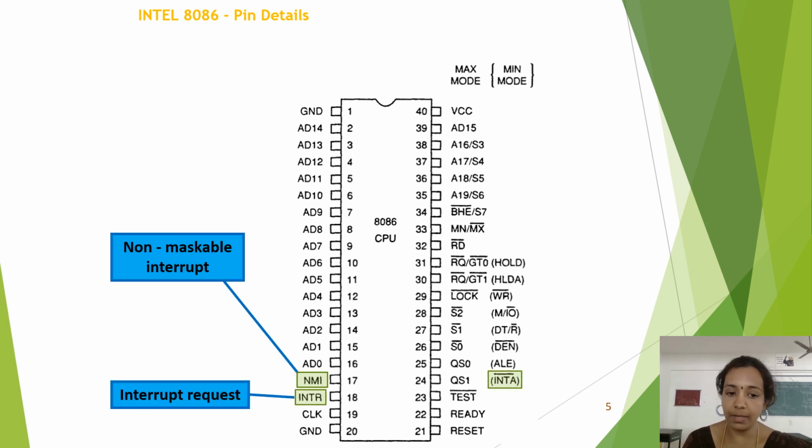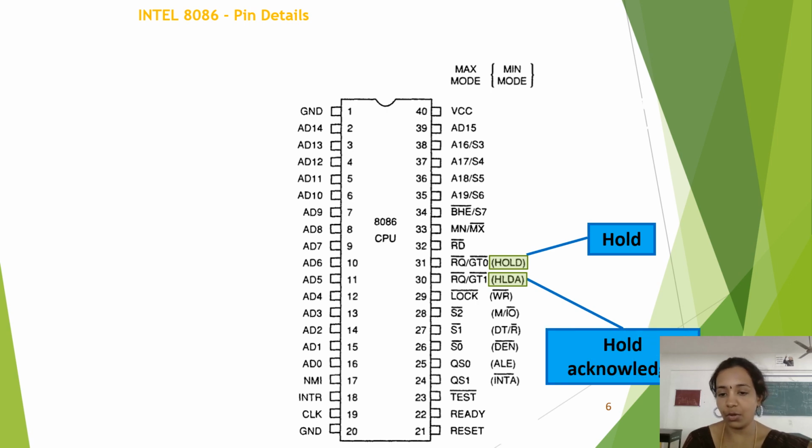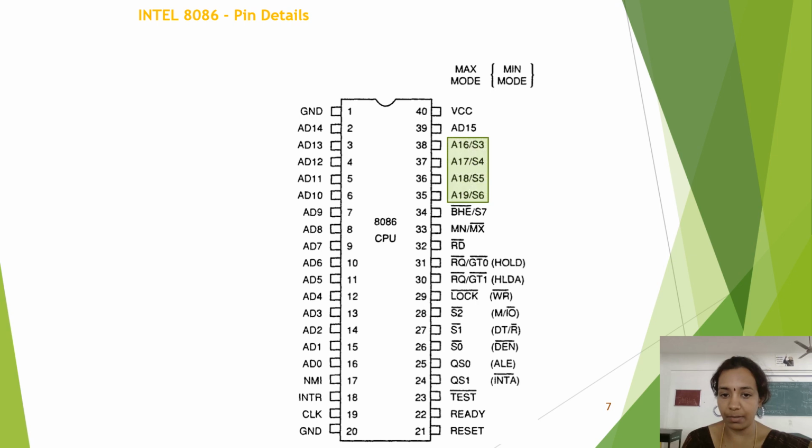Next one is the non-maskable interrupt. Next one is the interrupt request. When we are sending an interrupt, or when we are connecting a stepper motor to the processor, then we will be using the interrupt request and interrupt acknowledgement. That's the main purpose of these two. Next one is the hold signal and then the hold acknowledgement. After receiving the hold, or the pause for some time, the hold acknowledgement will be enabled.